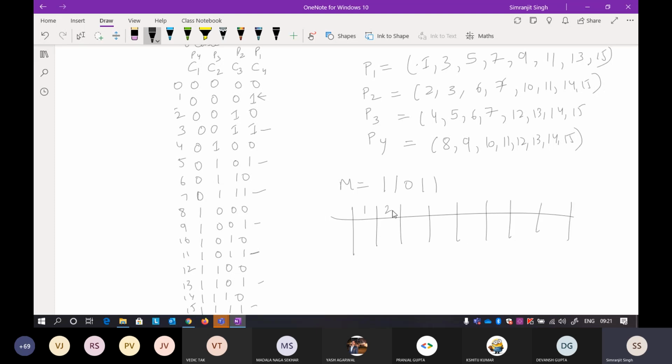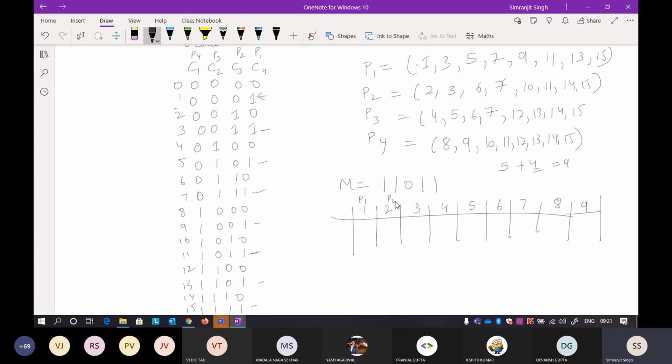Okay, so 1, 2, 3, 4, 5, 6, 7. I have to send 9 bits. Okay, so we already know, because 5 bits of message plus 4 bits of parity. So total 9 bits I have to send. So again, the parity bit will be set at 2 raised to power 0. That is this parity bit. So this will be P1. So I'm writing a P1.